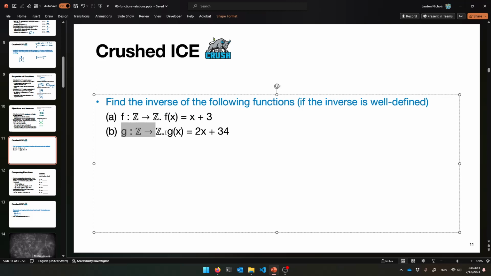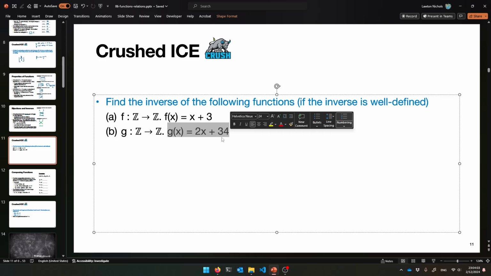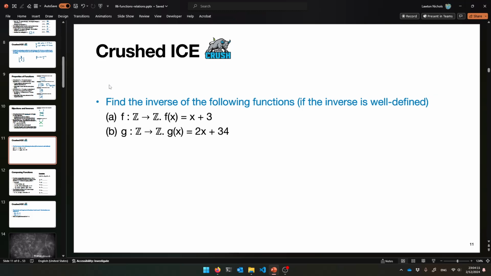And then see if this function g, which also takes whole numbers, integers to integers, and g of x is defined to be 2x plus 34. See if it's one-to-one, see if it's onto, and if it's both, that means it's invertible. It has an inverse. And see, therefore, what it is. Figure out what it is. Give it to me in math. Okay?